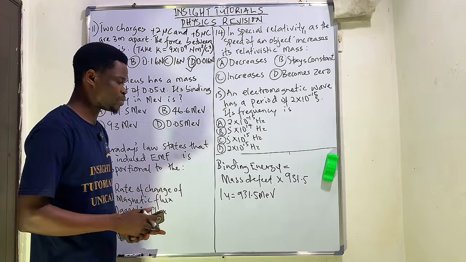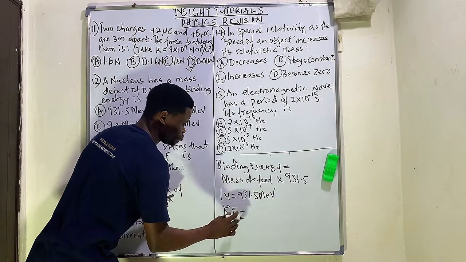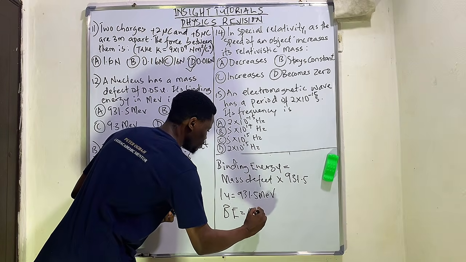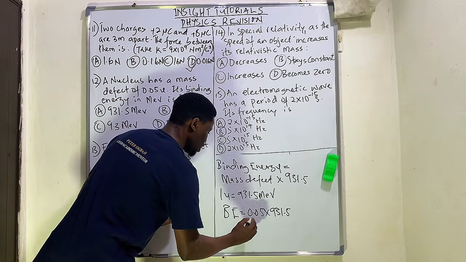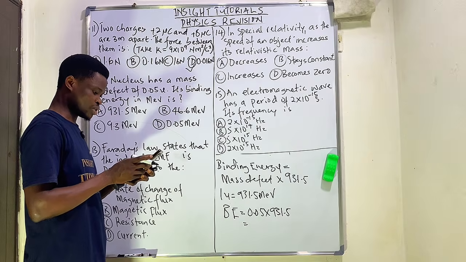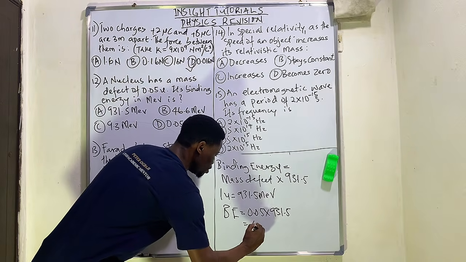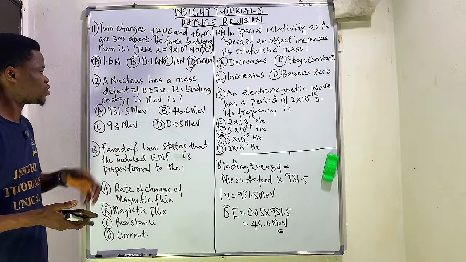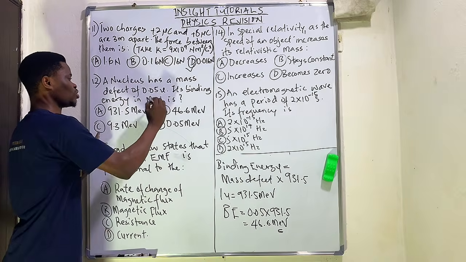So it's very, very simple. So the binding energy, BE in short form, given the mass defect of 0.05, is 0.05 times 931.5. And if I punch that in my calculator, the answer I've gotten is 46.6 mega electron volts. So you notice that the correct answer to this question is option B.